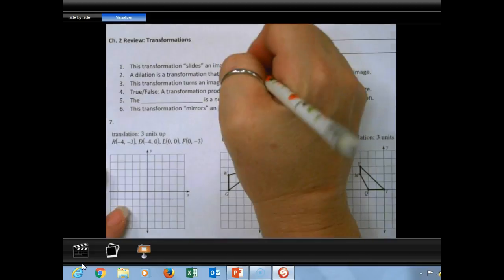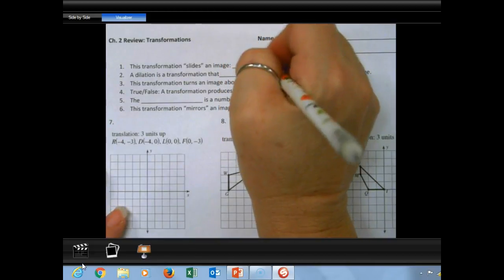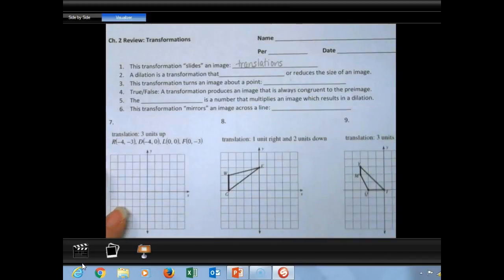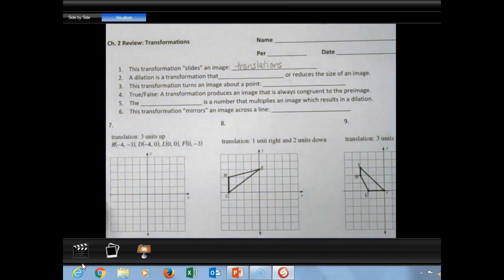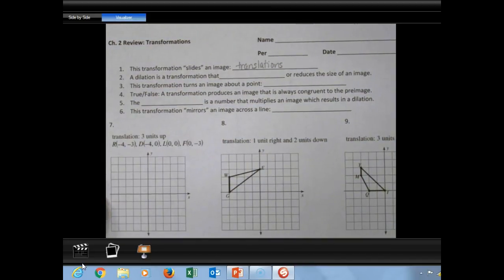It is a translation. If your notebooks are not out, they should be getting out now, because that has all these definitions that I asked you to write down. A dilation is a transformation that blank or reduces the size of an image. We just did those the past 2 days, Friday and today. What does a dilation do? Blank or reduce?